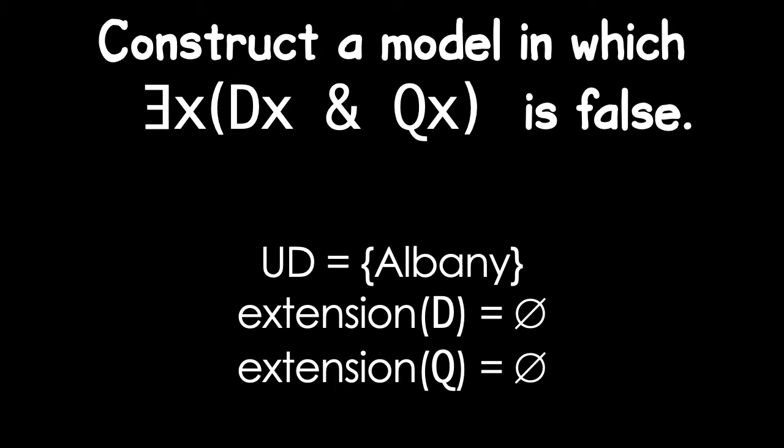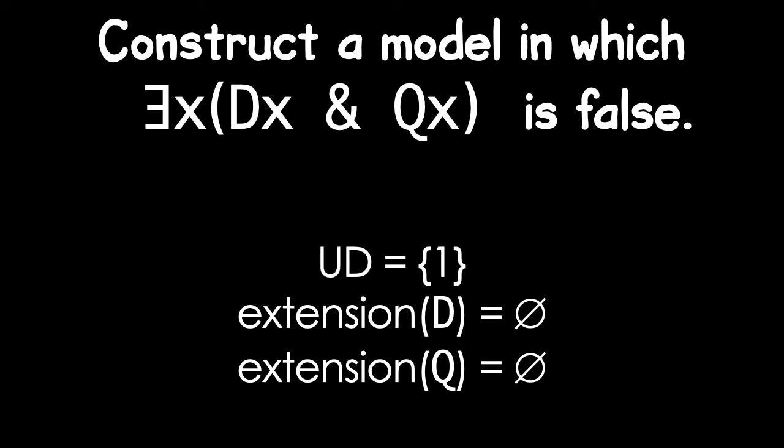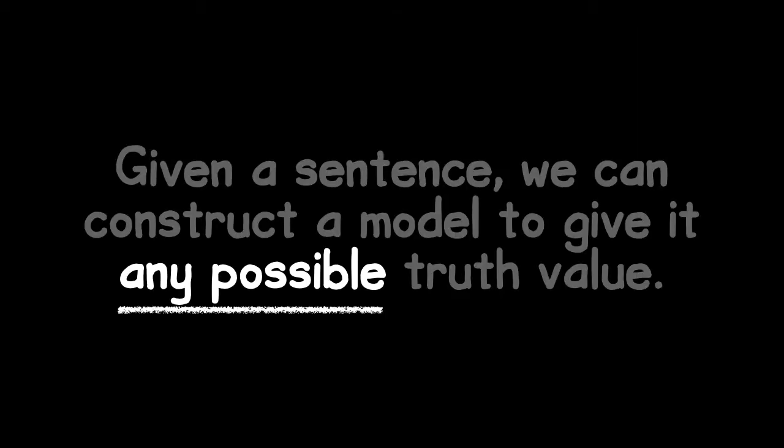Of course, the structural fact that matters about this model is that the universe of discourse has one member. Now, in this case, I've made it Albany, but any one member would do just as well. For example, we could have the universe of discourse be the set containing the number 1. The extensions of the two predicates would be the same. The resulting truth values would be the same as well. So there's something tricky about working in this direction. I said that given a sentence, we can construct a model to give it any possible truth value. But which truth values are possible?